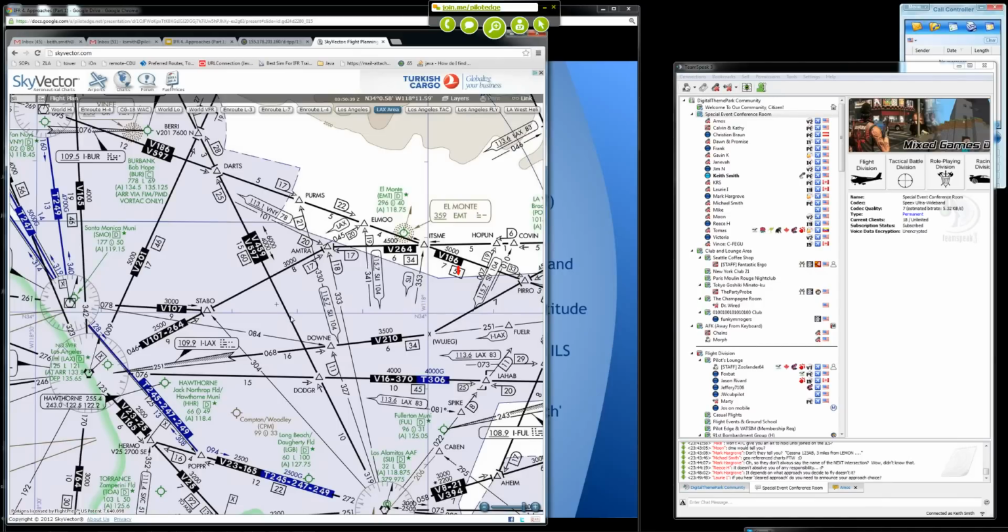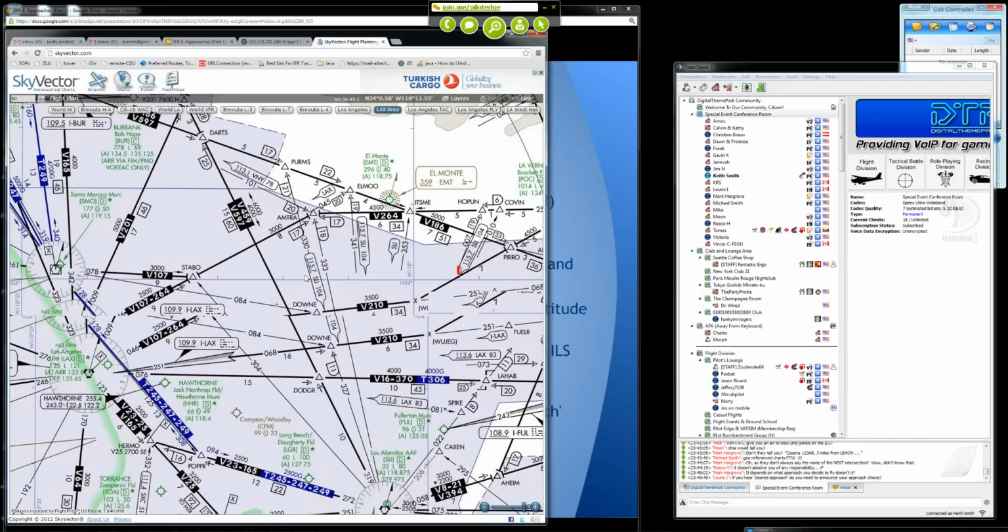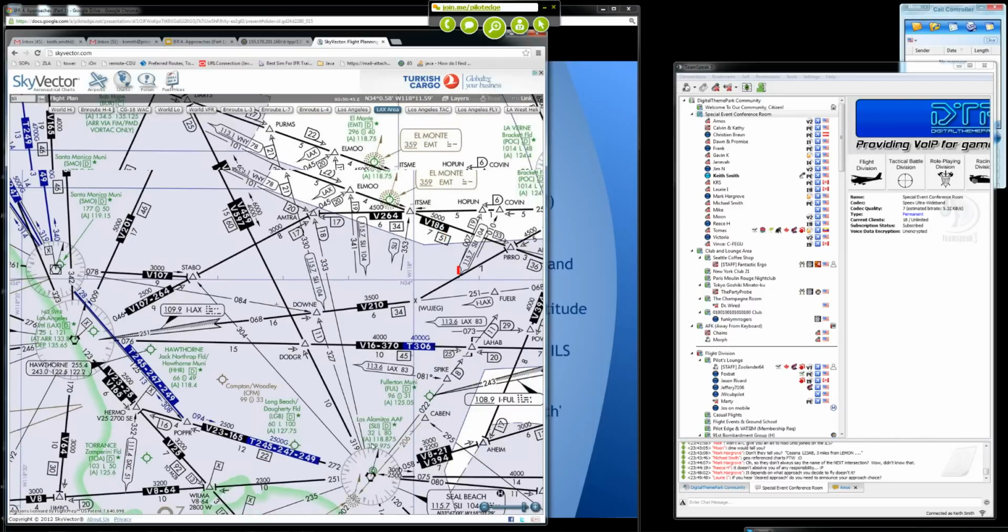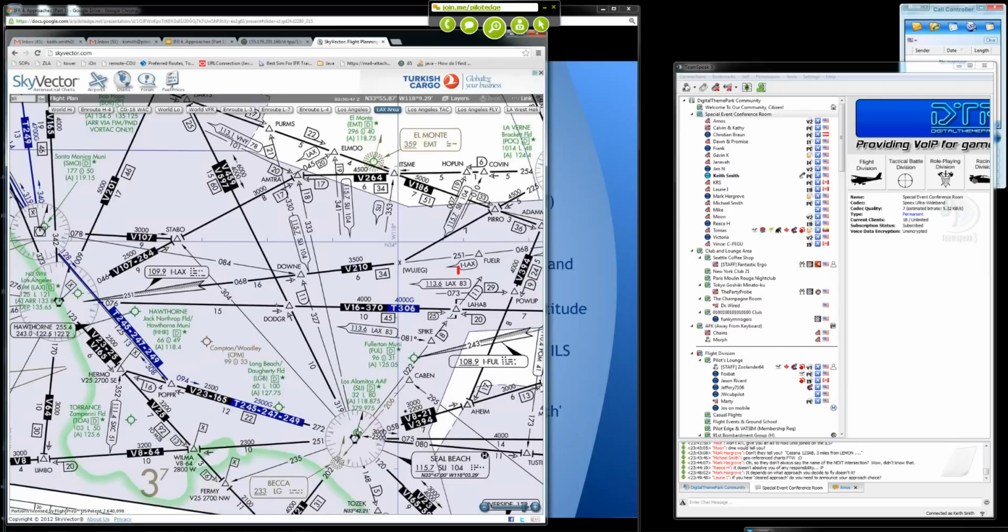The big question you should ask yourself, and you should know the answer to, is what altitude can I descend to and when? We know that from Seal Beach onwards, that part's clear. 4,000 from Seal Beach onwards, and then it drops from there. We don't need to discuss that part. The question is, we're at 7,000 now. When can we drop down to that 4,000? Any ideas?